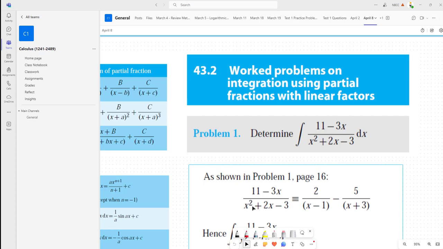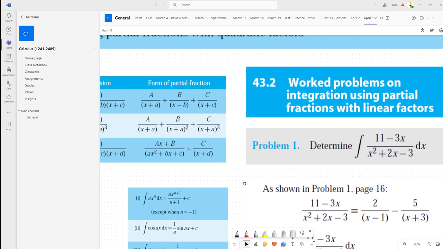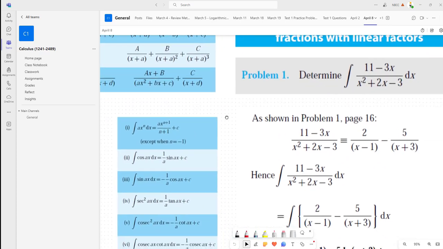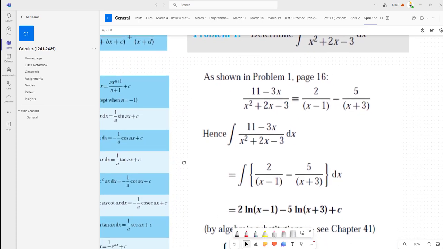Usually it's because there's a squared here. If it's a squared, you're going to get 2. If it's a cubic, usually you're going to get 3. Again, up here, there are some rules on how to separate these out. So let's go through the integration bit.